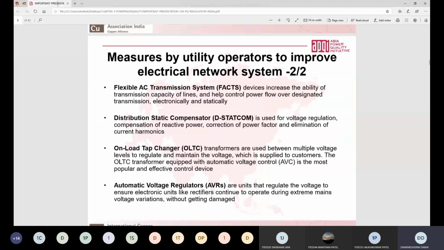So what are the measures taken by the utility operators to improve these problems in the electrical network? As we already discussed, FACTS devices are the main solution to all these power quality problems. STATCOM is considered under the FACTS devices. Second is the online tap changing devices, which we use to regulate the voltage at the receiving side. Another solution is automatic voltage regulators, which regulate the voltage and ensure continuous rated voltage at the load side without any damage to the equipment.